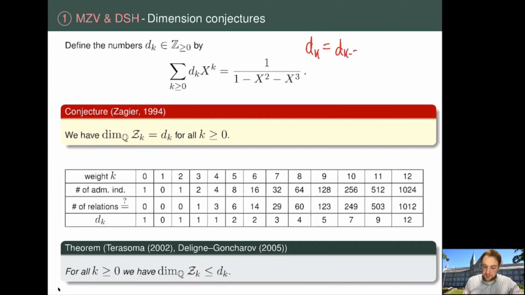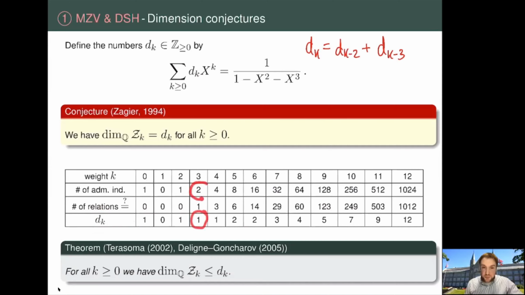One could say that, given certain start values, you have this recursion here similar to the Fibonacci numbers, but with one more shift, because this follows from this expression here. And the conjecture is that the dimension of this Z_k is given by these numbers. So for example, here we have a table of these d_k. For example, in weight 3, the conjecture is that the dimension is 1.